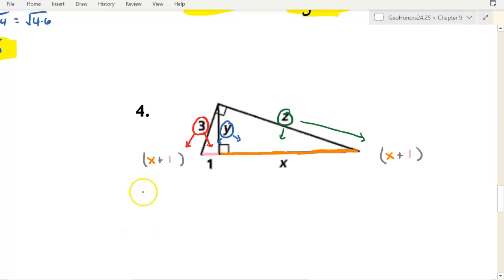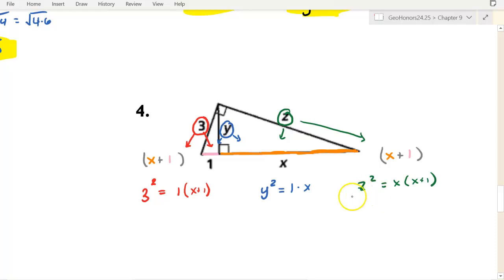3, the leg of the large triangle, is the mean proportional, so 3 squared will be equal to 1, the part, times x plus 1. My next equation, using the altitude: y squared is the mean proportional of the two parts of my other triangles, in this case 1 times x. And z is the mean proportional, so z squared is going to be equal to x times x plus 1.